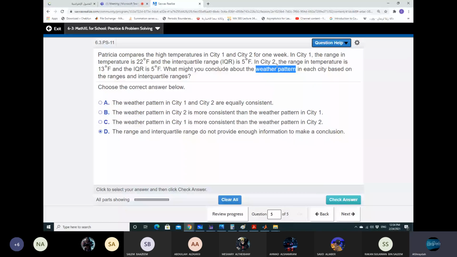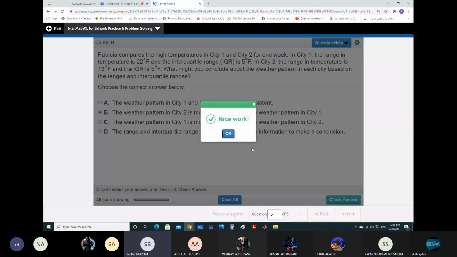If you have the same IQR, then compare the ranges. Here the range is 13 in city 2, and the range here is 22 in city 1. City 1 is more than city 2. City 1 is more consistent than the weather pattern in city 2? What do you think, Faris? Is that correct? I think it might be B, because city 2 is 13 to 5.